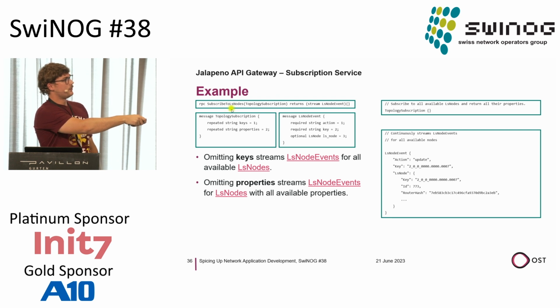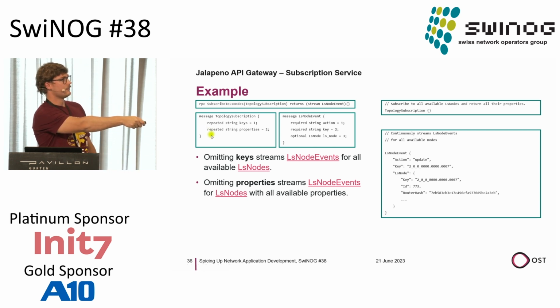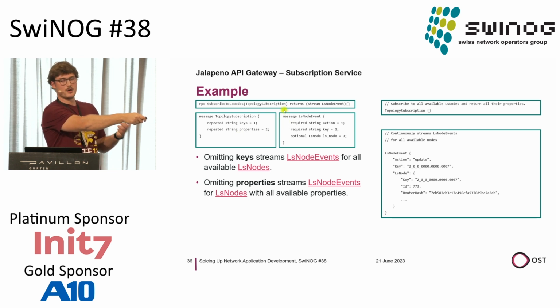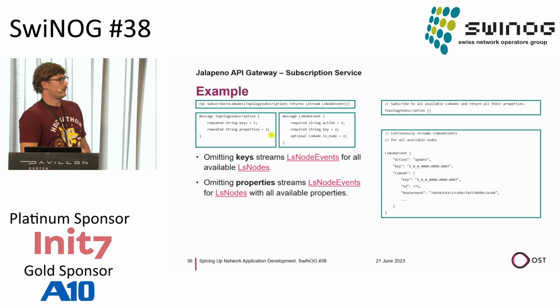Again, we follow in the topology subscription the same mechanism. We have strings, we have keys, and we have properties. If you omit them, you're interested in everything. And the LS node event includes the action. So was it added, updated, or deleted? Then a string to identify the LS node, and then all the properties you want to have.